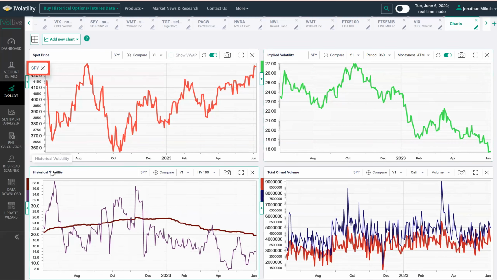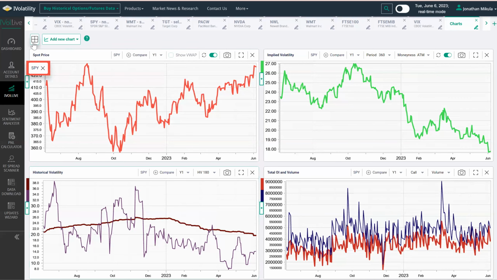Then we have our historical volatility. So this is showing us what has been the historical volatility for the S&P, again, over the past year. And you can see, when the S&P is down, we have spikes in volatility, and now it's kind of receding.